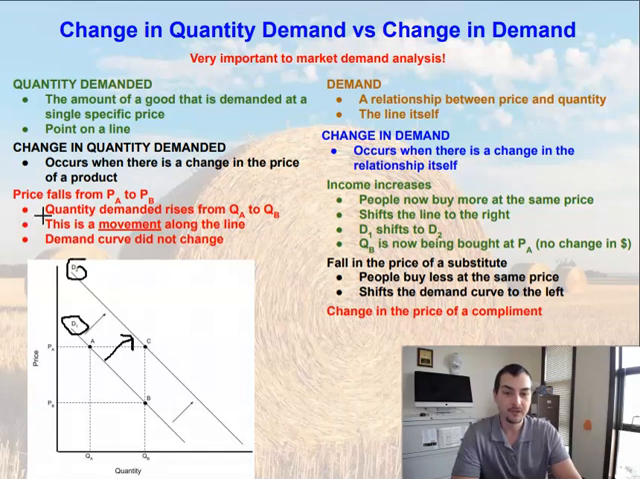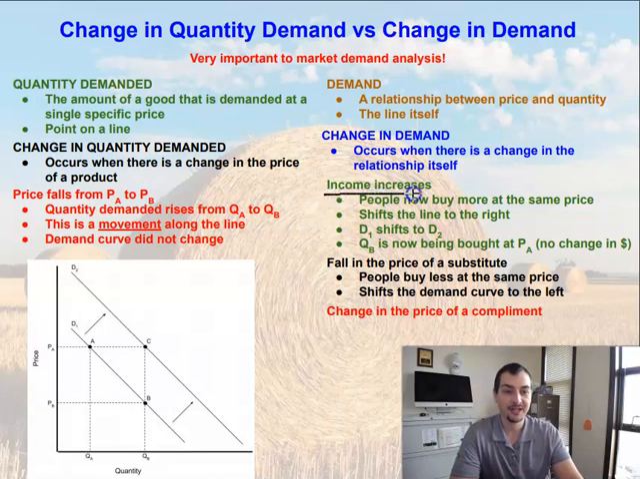We already talked about this a little bit, but price falls from PA to PB. The quantity demanded rises from QA to QB, and it is a movement along the line. If there is a change in prices, it is a movement along the line. The demand curve does not change as price changes. That is an important aspect to note: the demand curve is not changing whenever prices change, just the quantity demanded. Now, what would cause the actual demand to change? A change in the demand, a change in that relationship, a shift in that line.